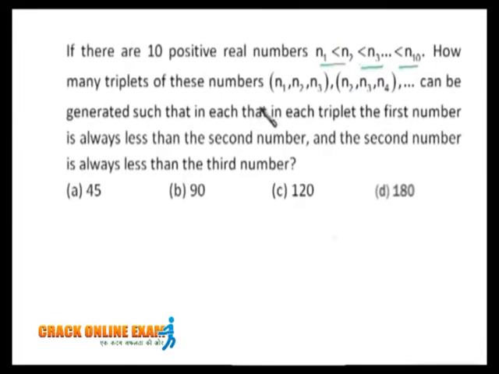How many triplets of these numbers (n1, n2, n3), (n2, n3, n4) can be generated such that in each triplet the first number is always less than the second and the second number is always less than the third? That means n1 < n2 < n3. That means the three numbers are written in ascending order, right? So a simple conceptual problem.